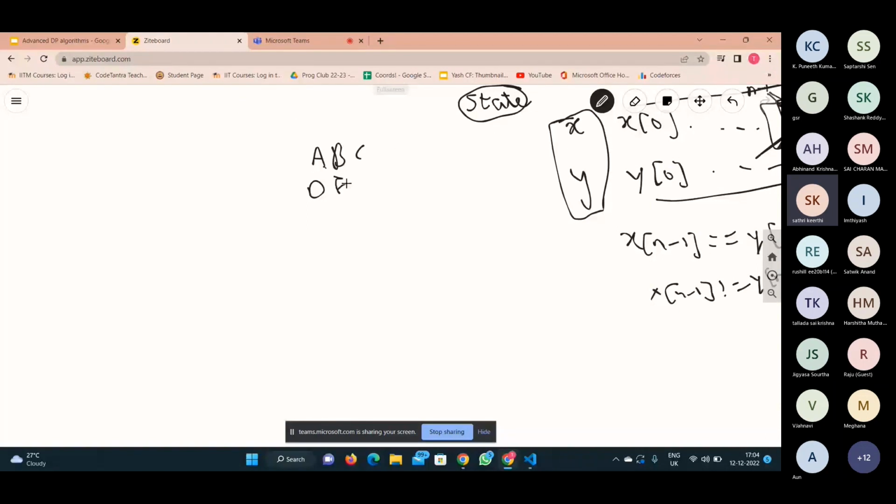We'll start from the end of both strings. Since C is not equal to F, the LCS of these two will be either LCS of this or this. Similarly, since these two are not equal, you can divide this again and then again. So the total time complexity will be 2 power n.